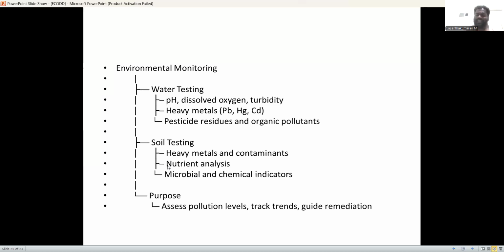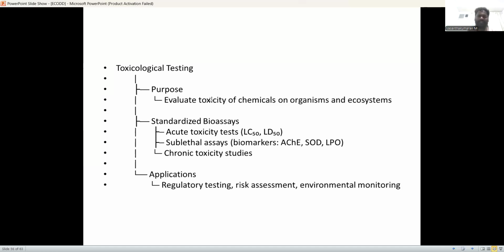It will be very, very interesting. So water testing and soil testing are mainly to assess the pollution levels and track the trends. After assessing the pollution and the trends, you can guide yourself, and even others, on how to do the remediation process. Then, as I said before, because we are covering toxicology testing, the standard bioassay will be repeating, the purpose of the toxicity testing will be repeating, the application will be repeating.